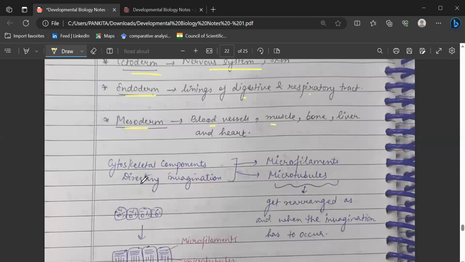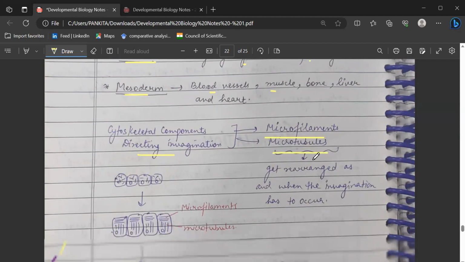The cytoskeletal components directing invagination are the microfilaments and microtubules. So the microtubules get rearranged as and when the invagination has to occur.